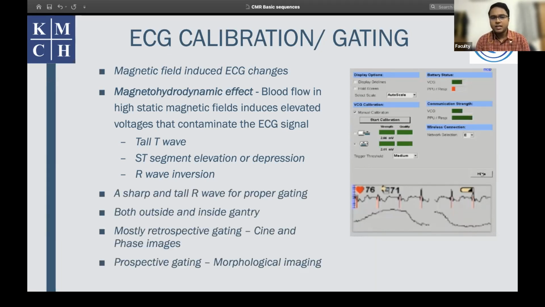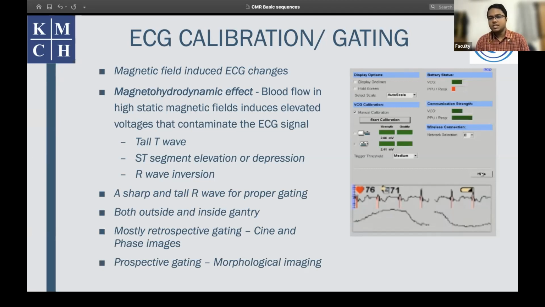So for proper gating, what we need is a sharp and a tall R wave. And so the ECG calibration is done both outside as well as inside the gantry. So what this does is that the system adapts the ECG signal both within the gantry and outside the gantry, so that you get a good quality ECG tracing, which helps in proper ECG gating.